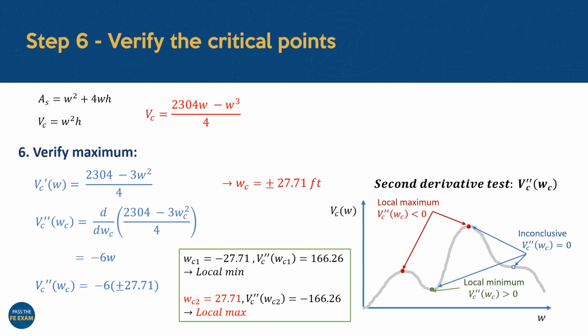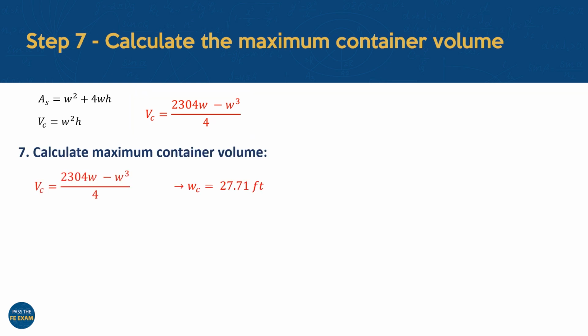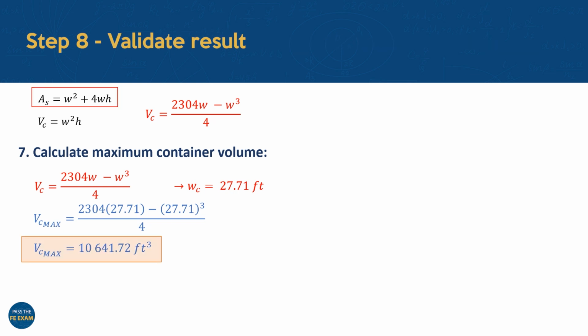Now that we've mathematically validated this result, we can confidently move forward to calculate the maximum possible volume of our container. We use the volume equation derived earlier, where the container's volume is expressed in terms of its width. By substituting the critical value into this equation, we calculate the maximum possible volume of the container. After performing the necessary calculations, we find that the container can reach a maximum volume of 10,641.72 cubic feet. If you're short on time during the test, this is the point where you should verify your answer by checking the multiple choice options.